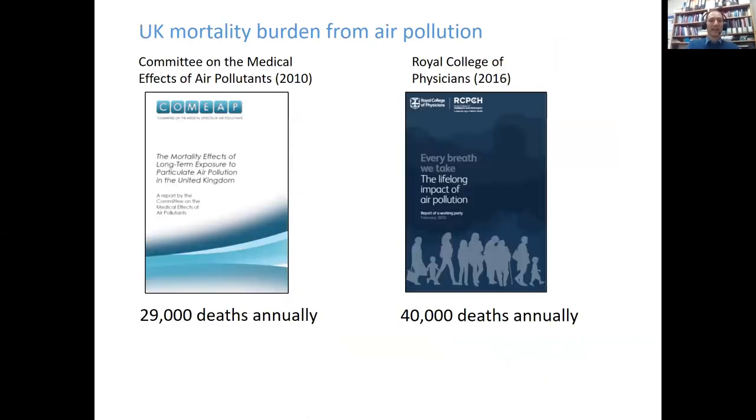Zooming in even more locally from my perspective, in the United Kingdom, we've had a couple of authoritative reports over the last few years estimating the deaths in the UK associated with air pollution. The Committee on the Medical Effects of Air Pollutants estimated about 29,000 deaths annually, and a report by the Royal College of Physicians estimated about 40,000 deaths annually. So these are fairly substantial numbers that we're talking about.